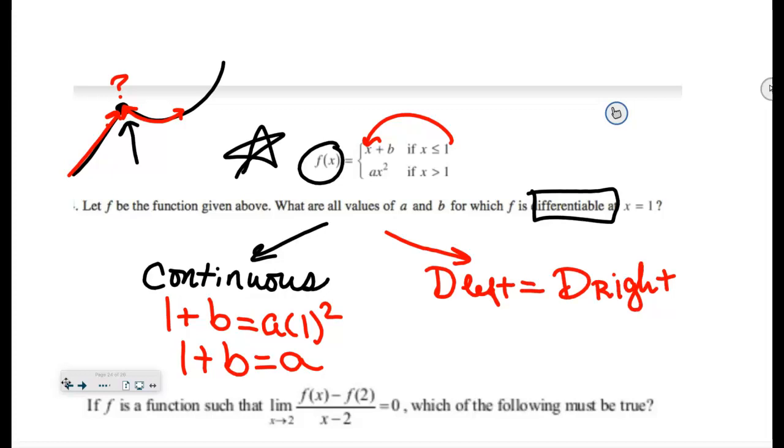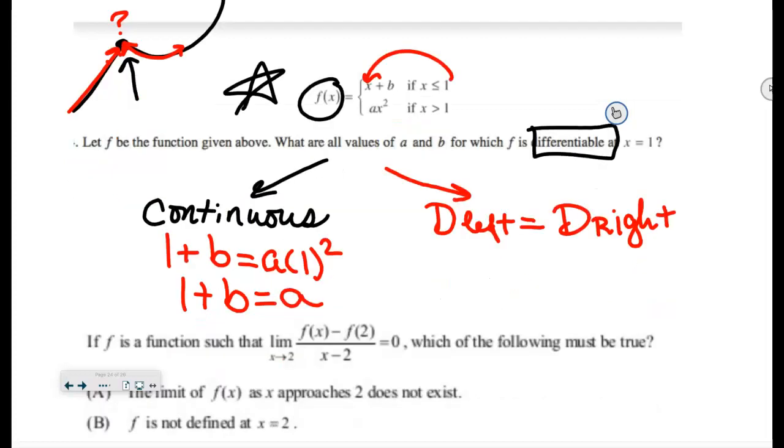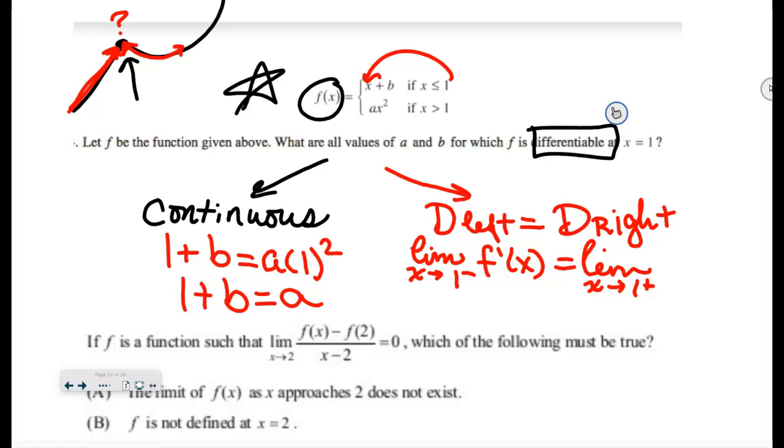If it's multiple choice, I just launch into it. But if this was part of an FRQ, I'd have to talk about what the derivative is, and I'd have to write it like this. I need the limit as x approaches 1 from the left of the derivative. So basically what I'm saying is, as I come in from the left, I need the slope of this to match up with the slope from the right. Again, if it was part of an FRQ, you can't write d left equals d right. That's Mrs. LaRue's words, but the math that goes with it is right here.